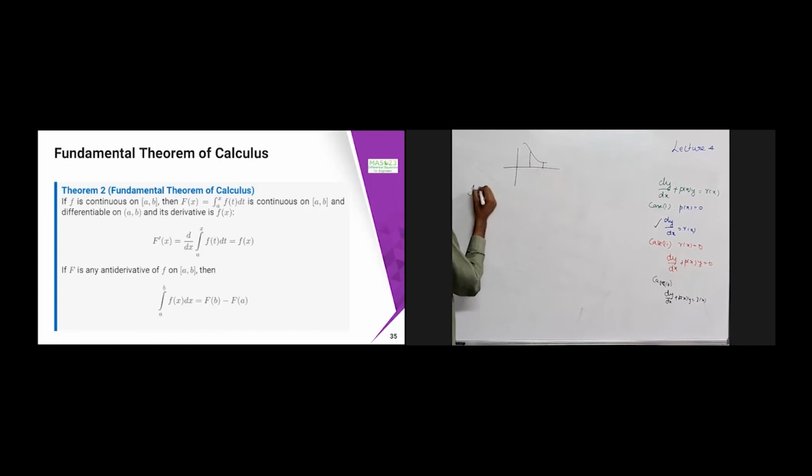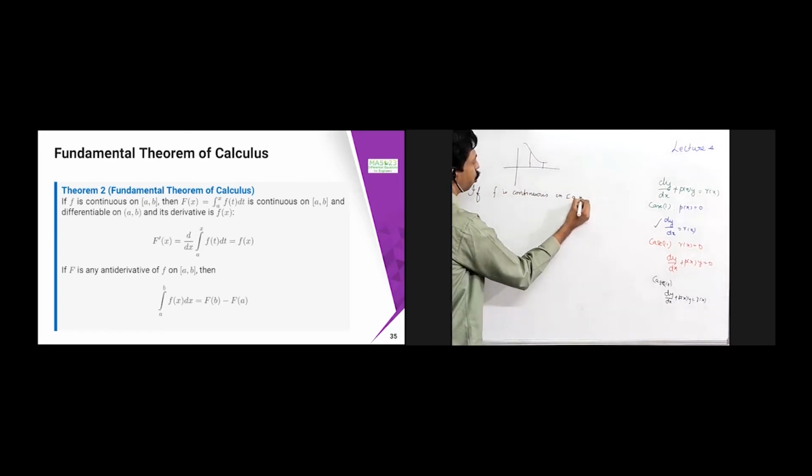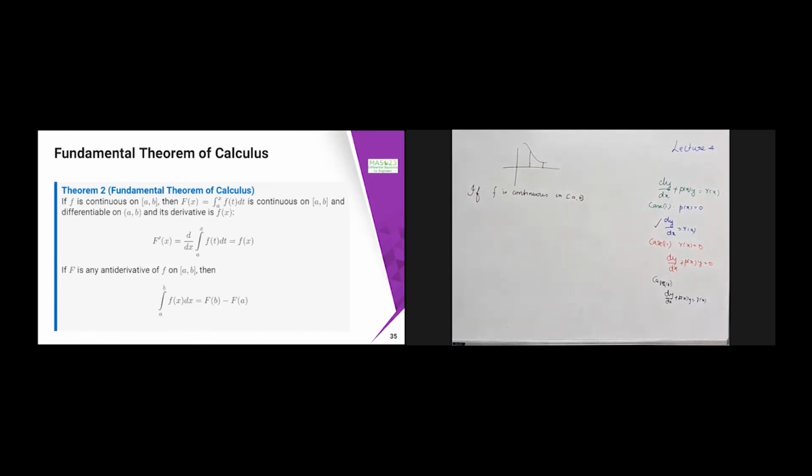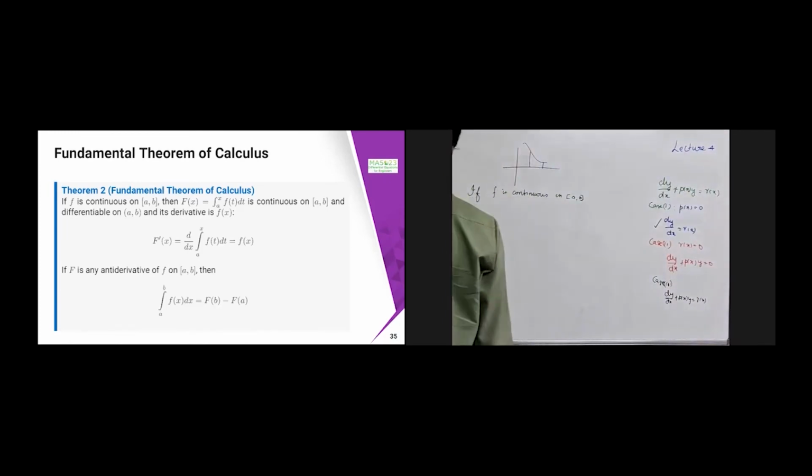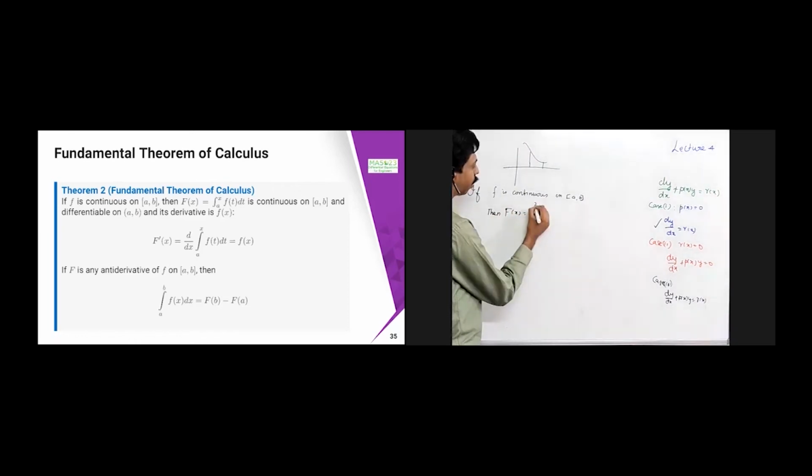Okay, f is a continuous function, defined on a closed interval [a, b]. Then you define a new function: capital F of x equal to the integral from a to x of f of t dt.